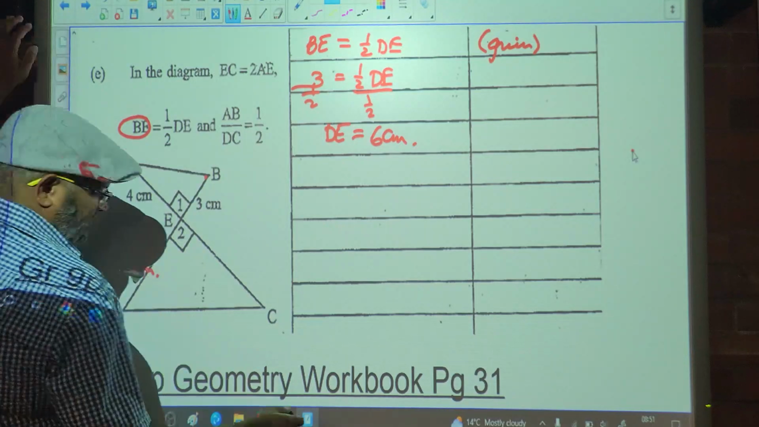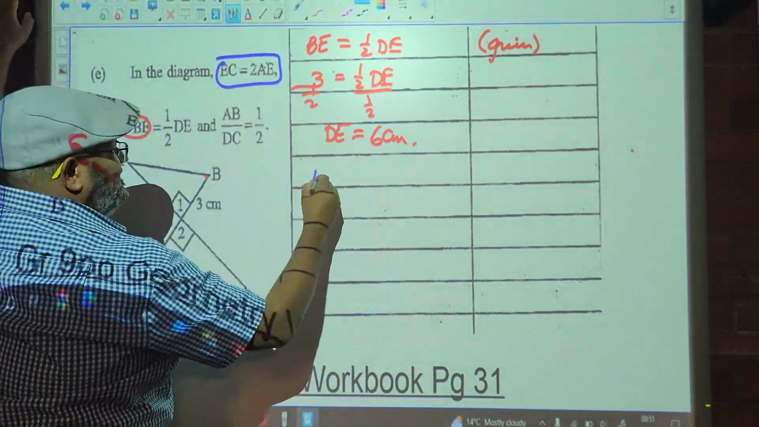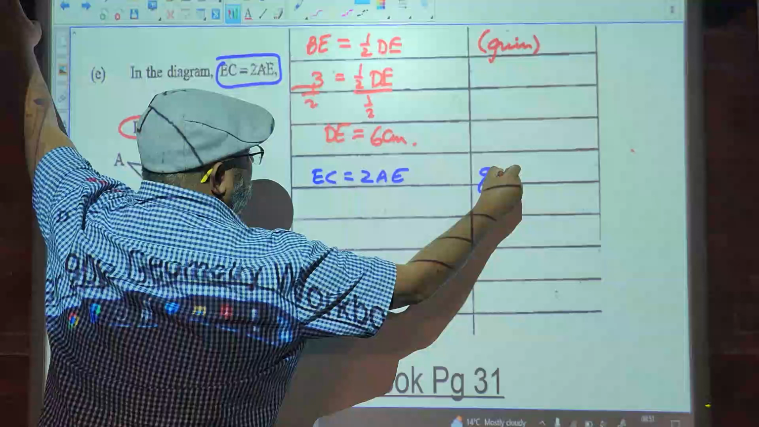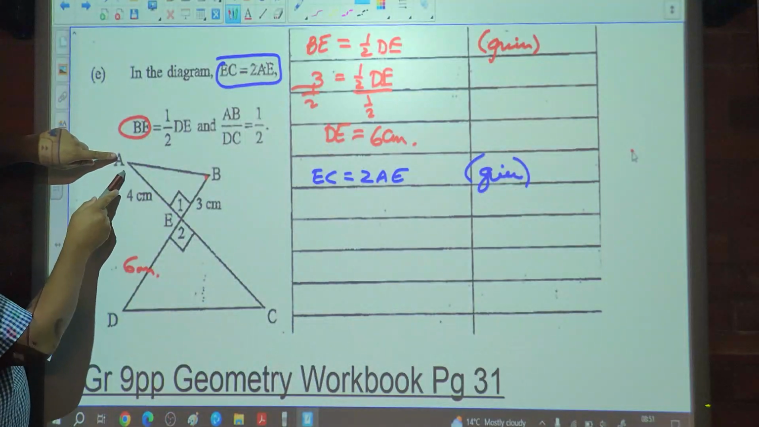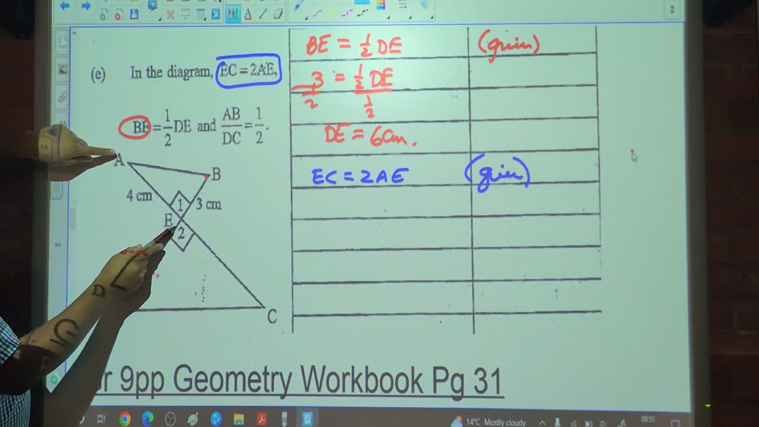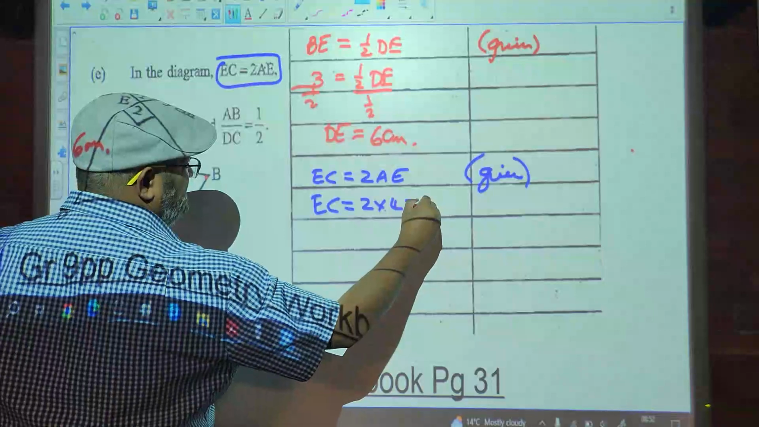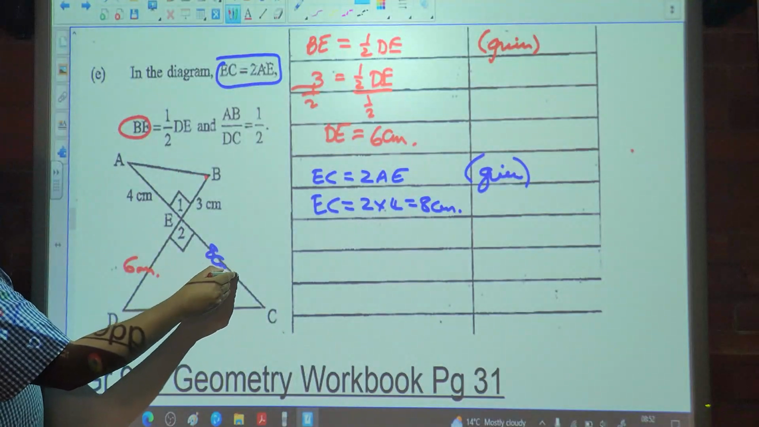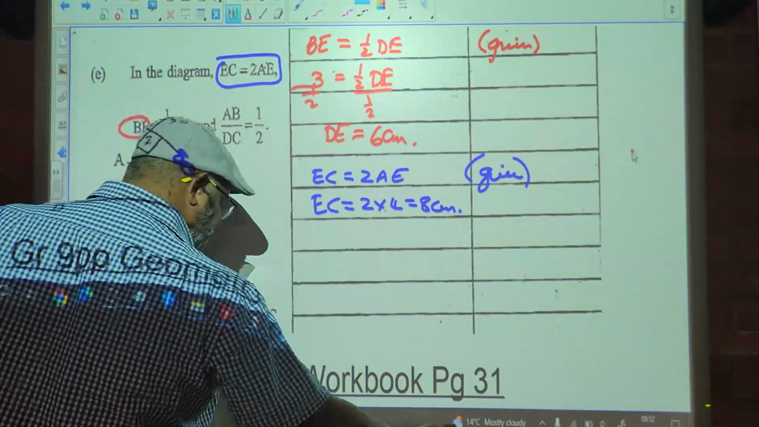Right, so with the other one we see that EC is equal to 2AE. Where do we get that from? It's given. So AE is what? 4. So EC is going to be 2 times 4, which is 8. You guys understand?